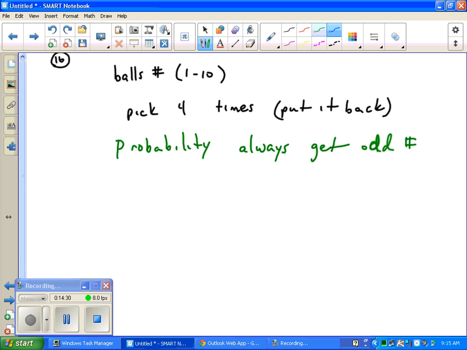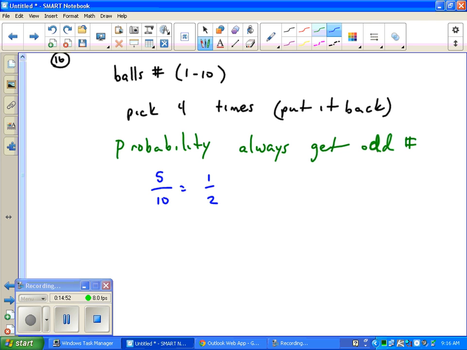It says there's a box containing 10 balls numbered 1 through 10. Pick 4 times and put them back each time. What is the probability to always get odd numbers? Well, from numbers 1 to 10, 5 of them out of 10 are odd numbers, which is the same thing as 1/2.